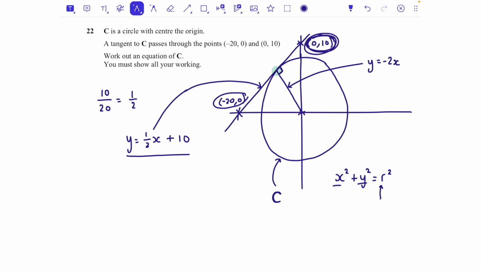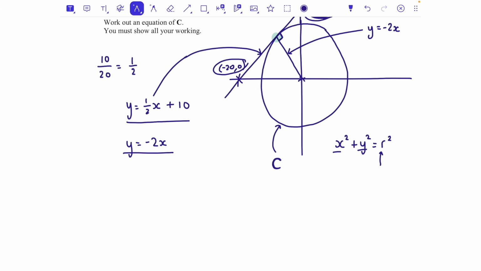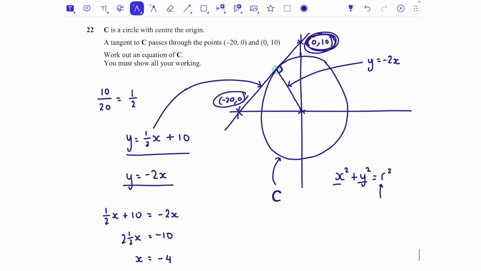Therefore, we're now looking, where do those two lines intersect? So where does the line y equals minus 2x cross the line y equals a half x add 10? And I'm going to write half x add 10 equals minus 2x. I'm making them equal each other. We're going to start by adding 2x to both sides. So 2.5x equals, and I'm going to take the 10 away so it's on the other side. Minus 10 divided by 2.5 is going to be minus 4. So dividing both sides by 2.5, we get minus 4. I now know then that the x coordinate here is minus 4.